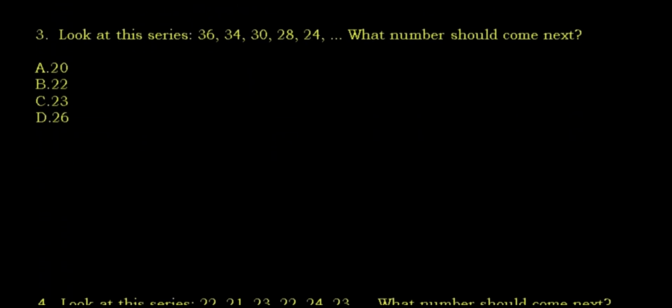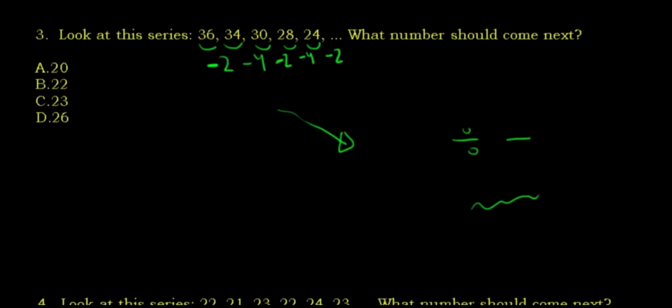Look at this series. What number should come next? I'm looking at the series: 36, 34, 30, 28, 24. Do you see a decrease? It's decreasing, right? So I'm trying to pick whether it would be division, subtraction, or some random pattern. Over here, I can tell that this is a -2, then a -4, then a -2 again, and then a -4, so I should carry on the pattern with a -2. So it's 24, take away 2, that would give me 22. That's my answer.